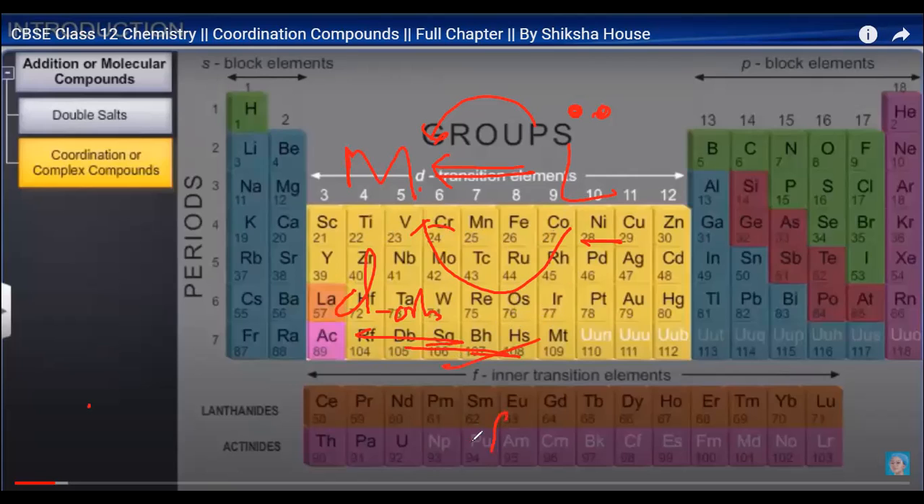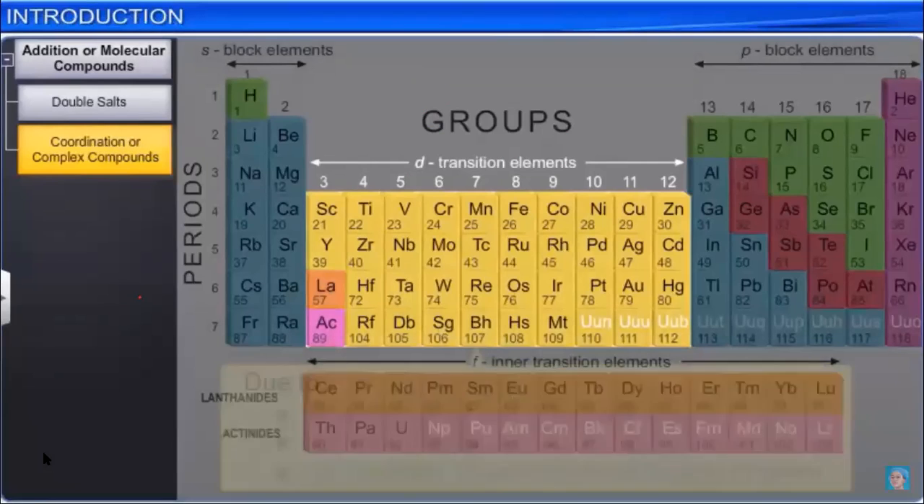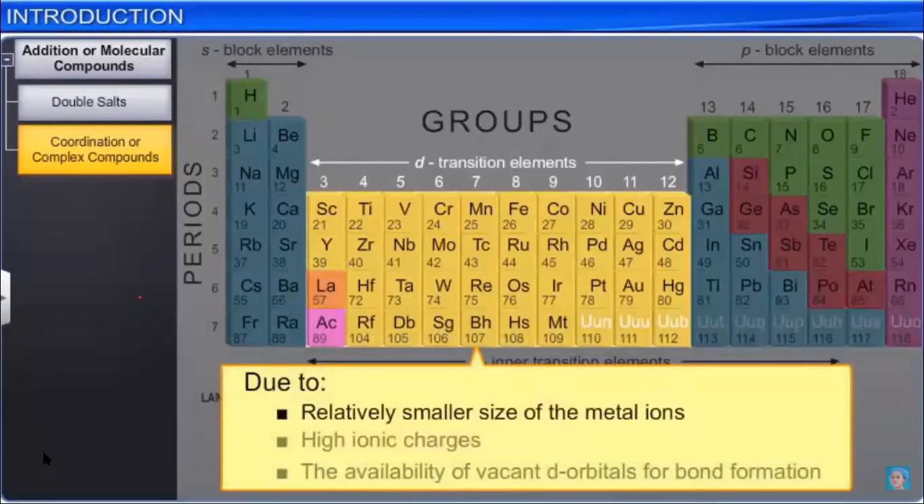F orbitals also form them, but majorly we will discuss the d orbital, that is the transition elements. Majorly they form coordination complexes or simply complexes. Now let us see here. This is due to the relatively smaller size of the metal ions, high ionic charges, and the availability of vacant d orbitals for bond formation.